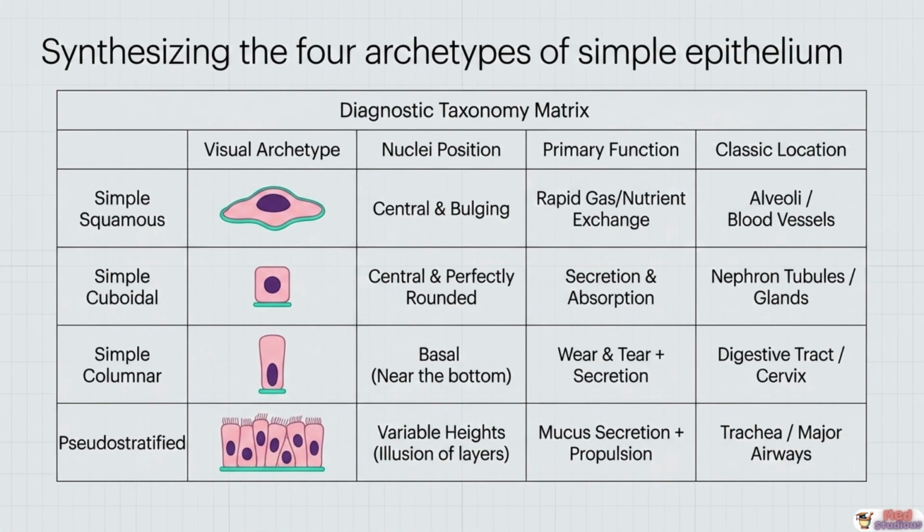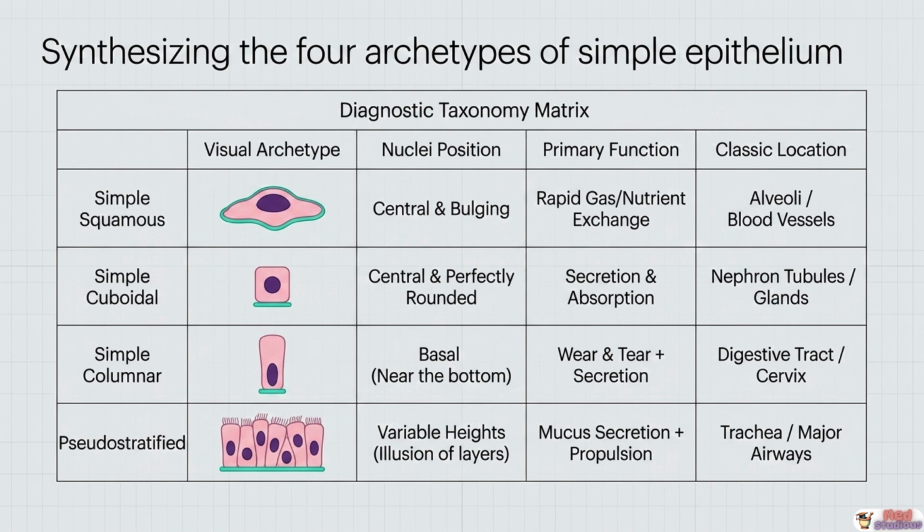Let's now step back and synthesize everything we have learned with the big picture comparative overview, because in your practical exam, you will need to identify these tissues rapidly from a microscope image alone. Here is your diagnostic toolkit. Simple squamous, look for extremely flat, tile-like cells with a central bulging nucleus, almost invisible in cross-section. Function: rapid gas and nutrient exchange. Classic locations: alveoli, capillaries, Bowman's capsule, body cavity linings.